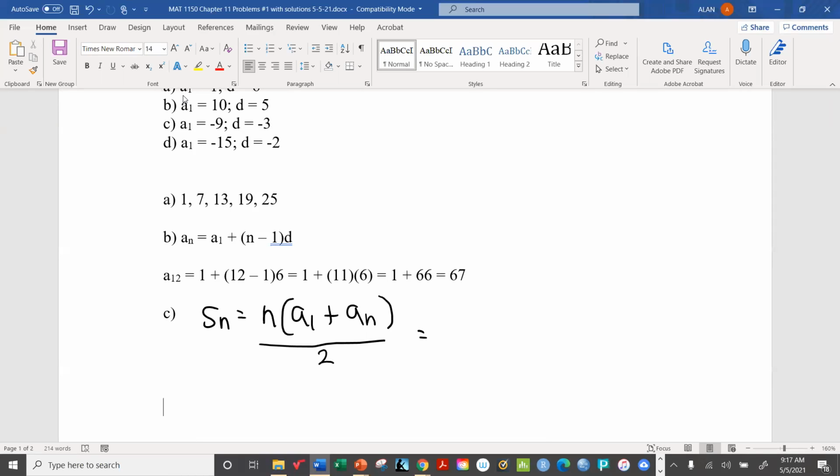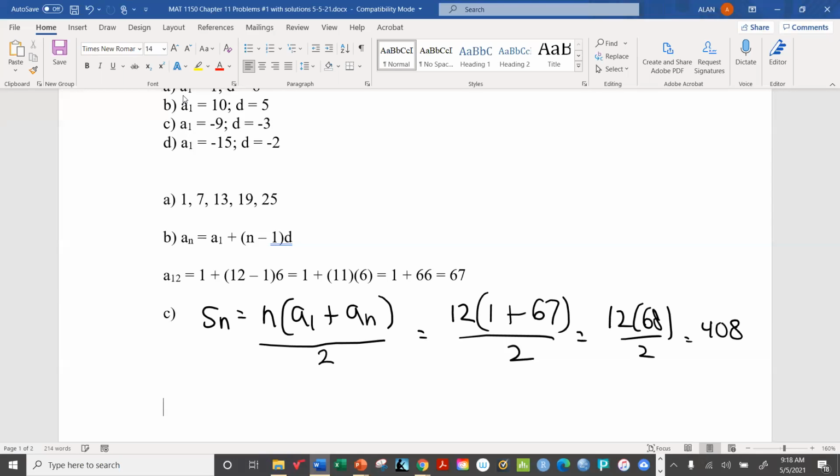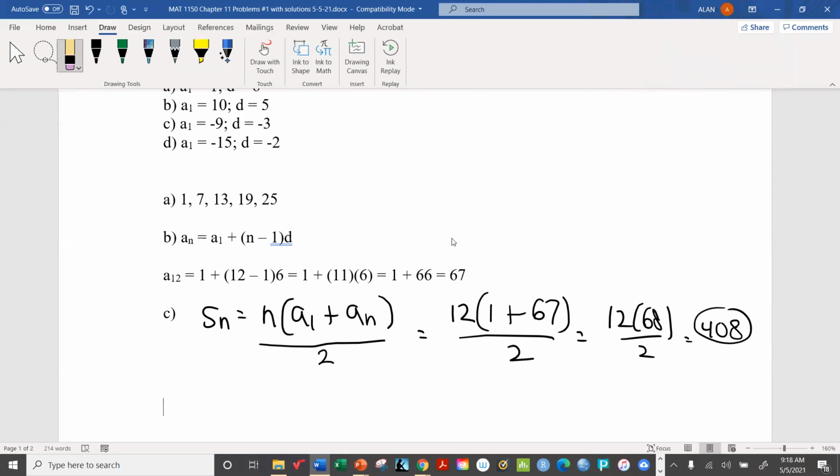All right, so n in this case, as you know, is 12 because we're looking for the sum of the first 12 terms. A1 is just simply 1. AN is the 67 that we just got through calculating. So we have 12 times 68 over 2, which equals 408. And again, you can feel free to confirm this. But yes, that's the sum of the first 12 terms.